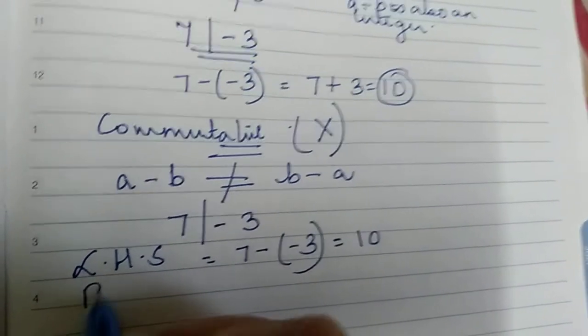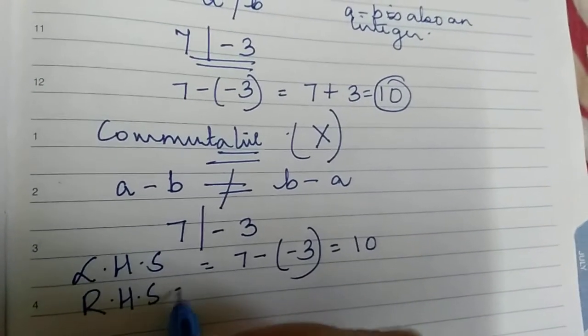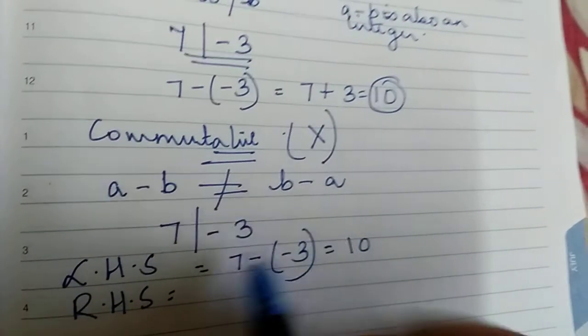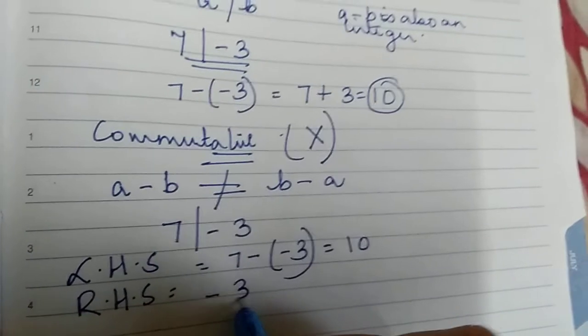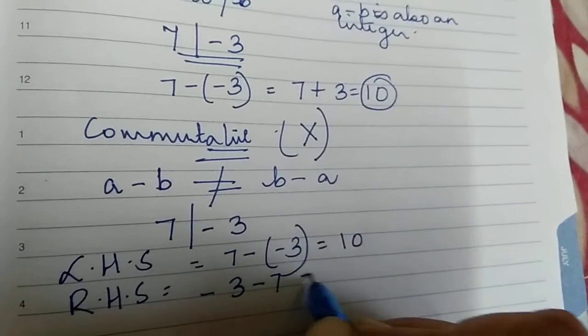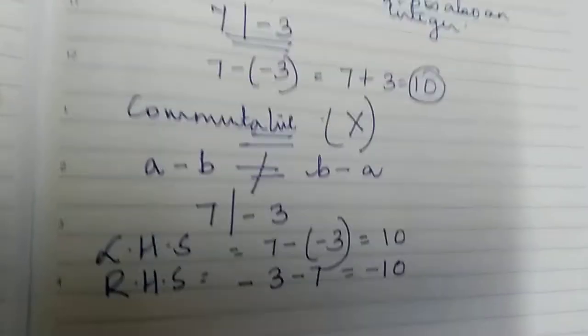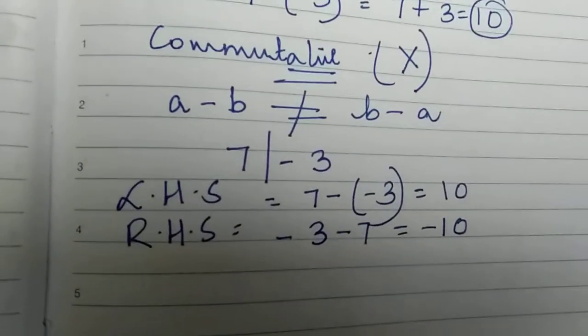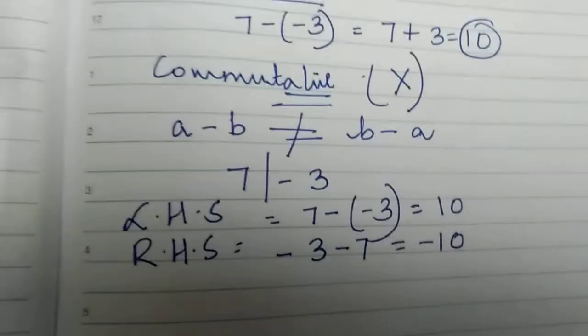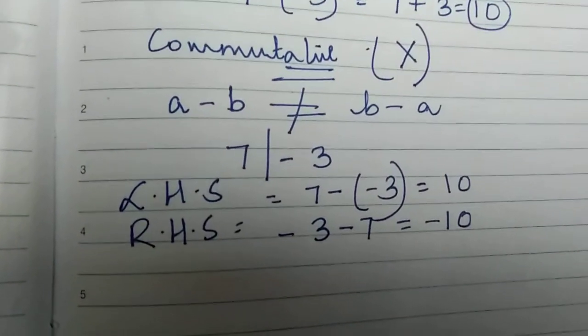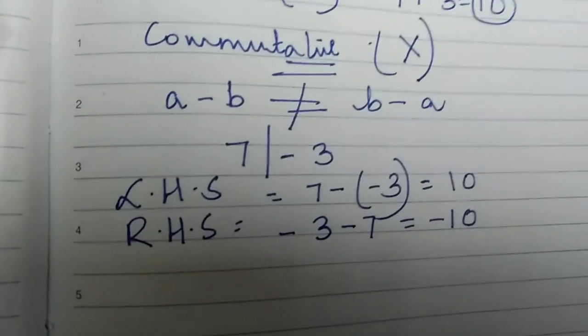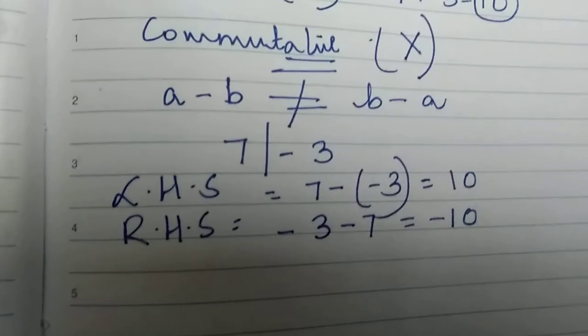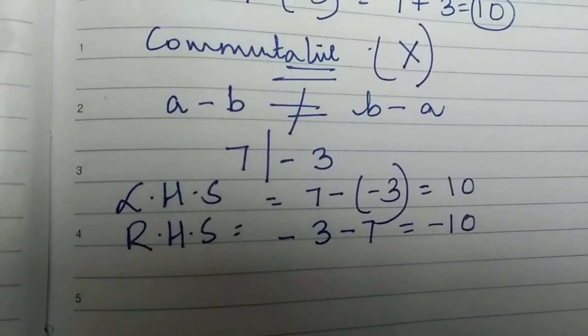What is right hand side, girls? It is b minus a. That means minus 3 minus 7 will be equal to minus 10. So it is not same. 10 and minus 10 are not same integers. So it does not hold good. That means subtraction is not commutative.